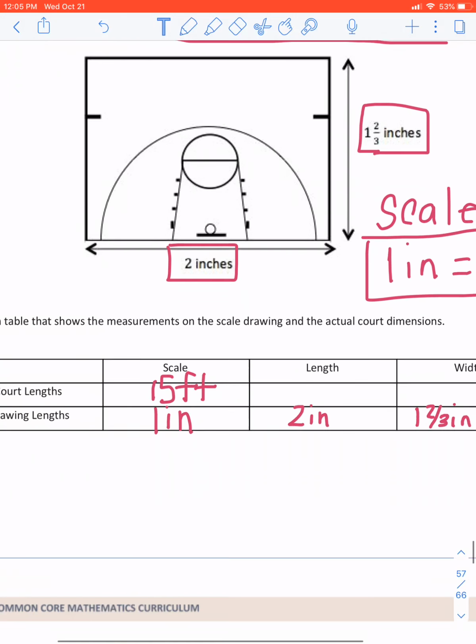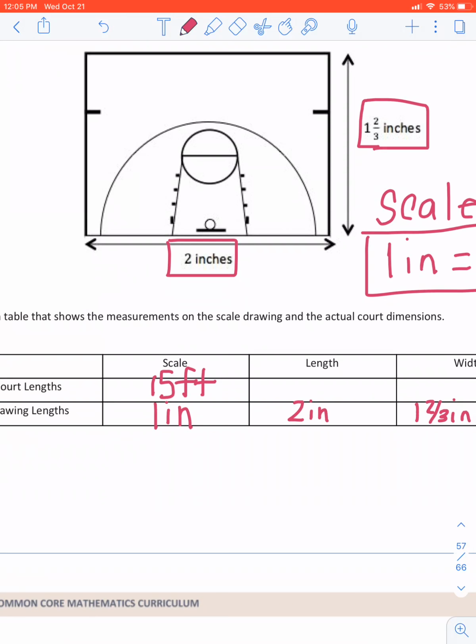So we're going to set up the proportion. We're going to solve to find the missing values. So I'm just going to remind you that we are going to do drawing over actual. I'm going to abbreviate that to D, drawing over actual. So in the drawing, we have inches, and in actual court dimensions, we have feet. This is going to be another important piece of information that you're always going to want to use. So inches over feet. That means all inches are going to go on the top of the proportion. All feet are going to go on the bottom.